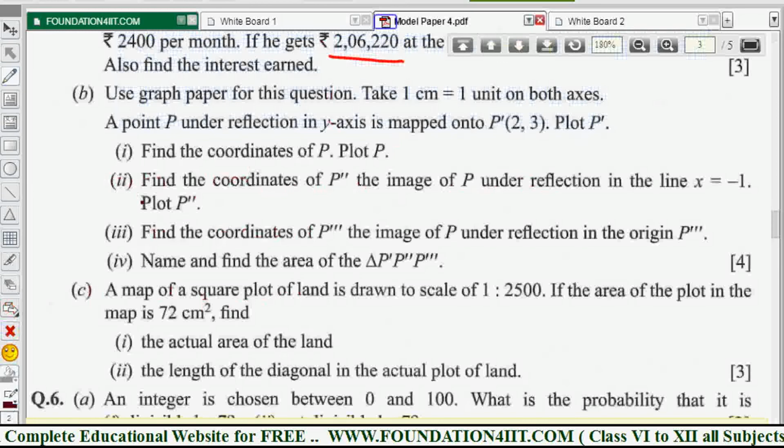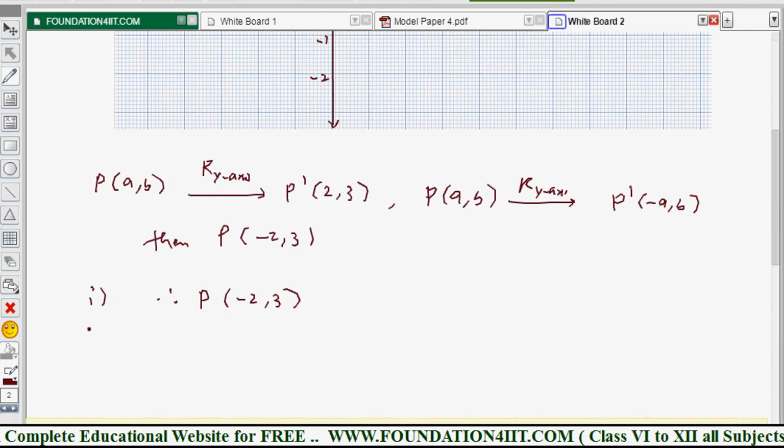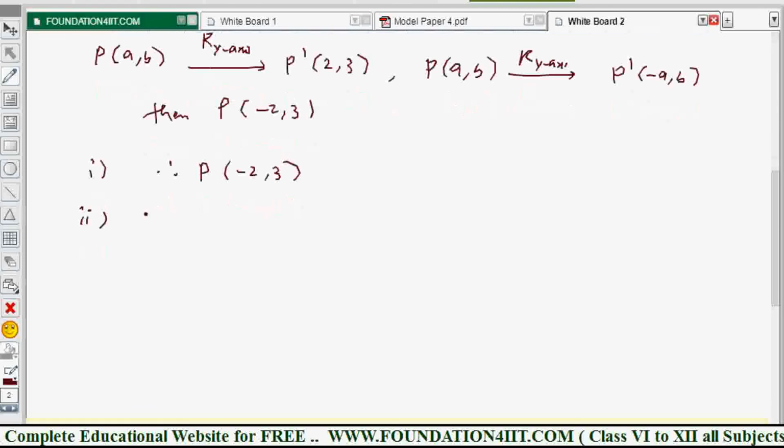Second is to find the coordinates of P double dash. So that is the image of P under reflection in the line x is equal to minus 1. So if you take that, P is already minus 2 comma 3. Then reflection in x is equal to minus 1. Then P double dash is minus 2, actually minus 2 comma 3. Then minus 2 comma 3, extra plus 2 should be kept, because reflection in minus 1 means both sides. That means plus 2.